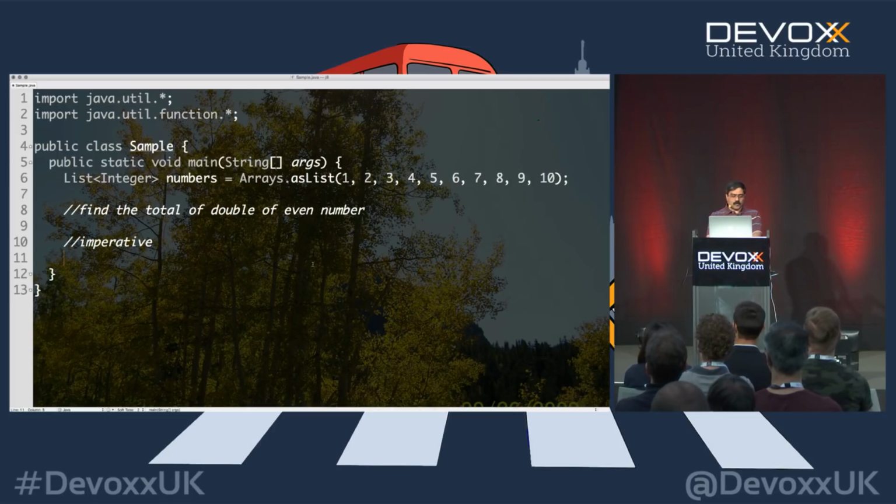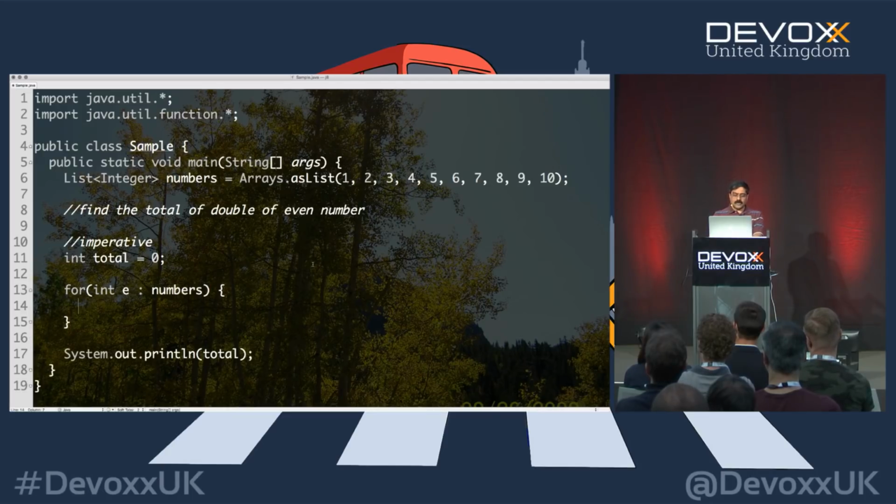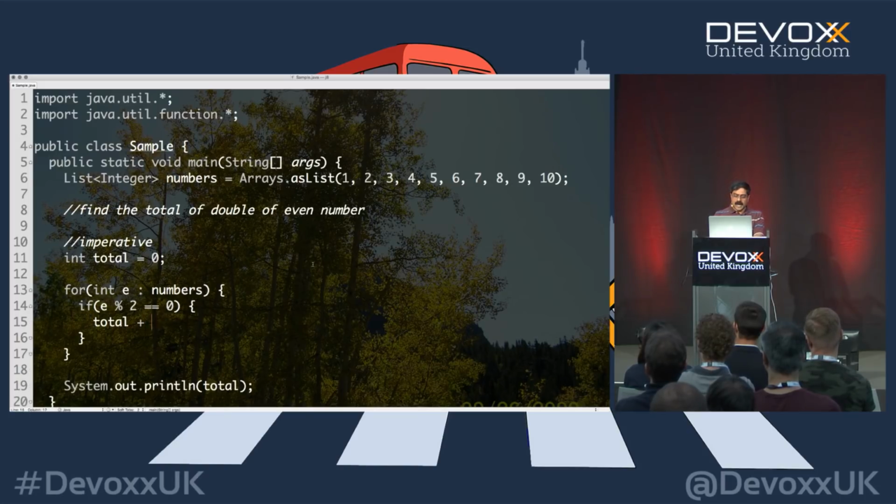Well, in the imperative style of programming, you would say int total is equal to 0. You want to output the total when you are done with it. And then you say for int i, well, okay, that's really nasty. We'll do it this way. For each element in numbers, I'm going to say if element mod 2 is equal to 0, well, I got an even number, then total plus equal to the element times 2. This is called the imperative style of programming. What do we do in imperative style? You tell what to do and also how to do it.